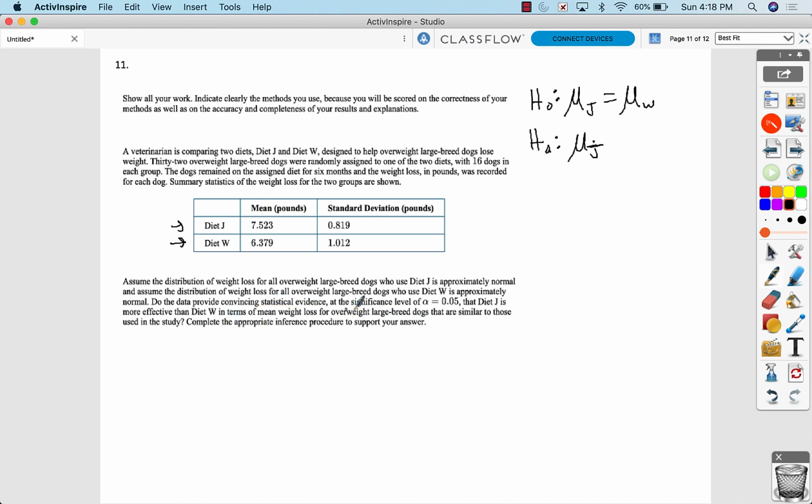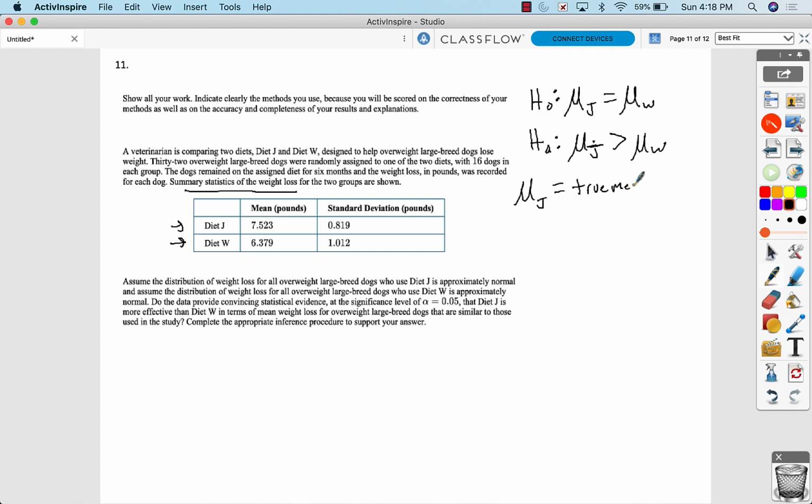Which diet is more effective in terms of weight loss? Okay, this is the weight loss. If you look at the summary statistics for the weight loss, a bigger number means more weight loss. So I want J to be bigger than W. Now, you have to define your parameters. Just by looking at your tests, the ones that I looked at, nobody's defining the parameters. They had forgotten. So make sure you define your parameters.